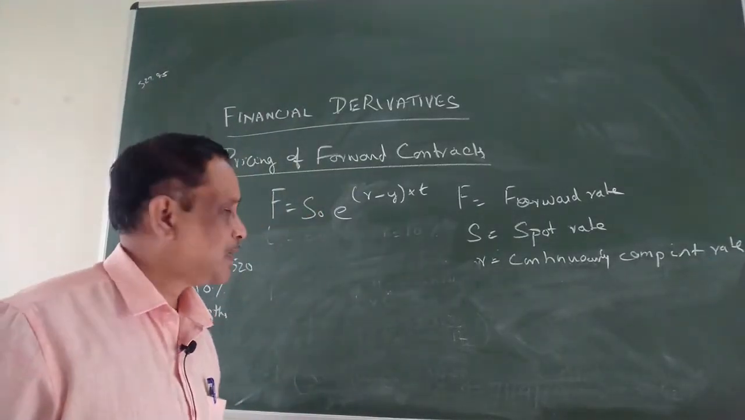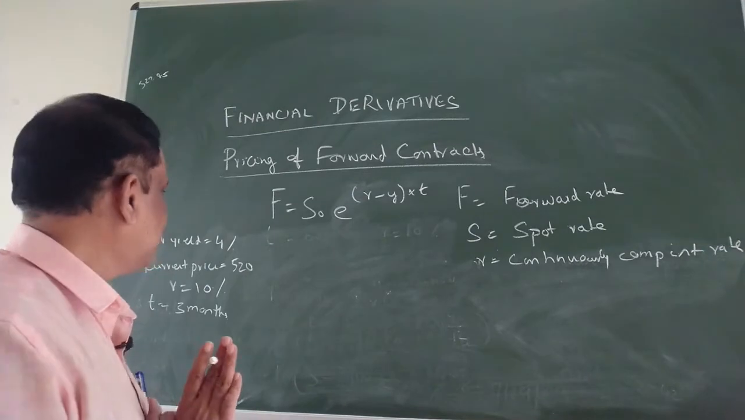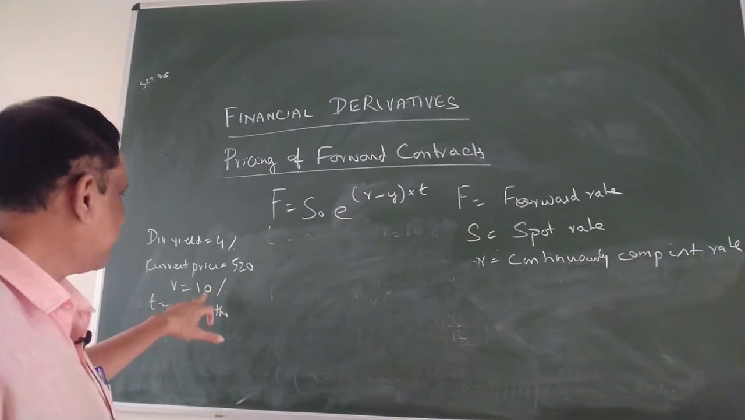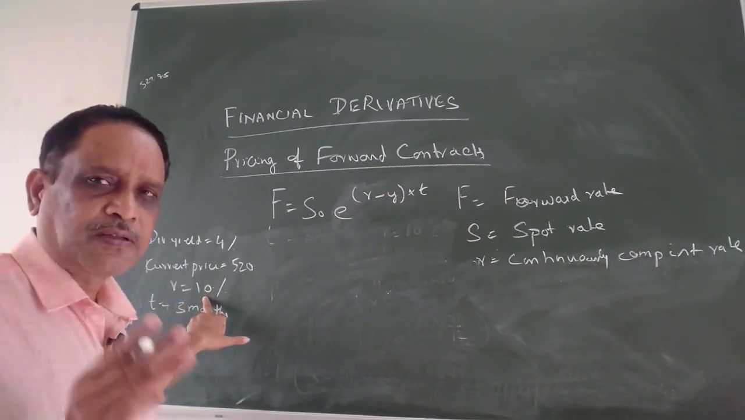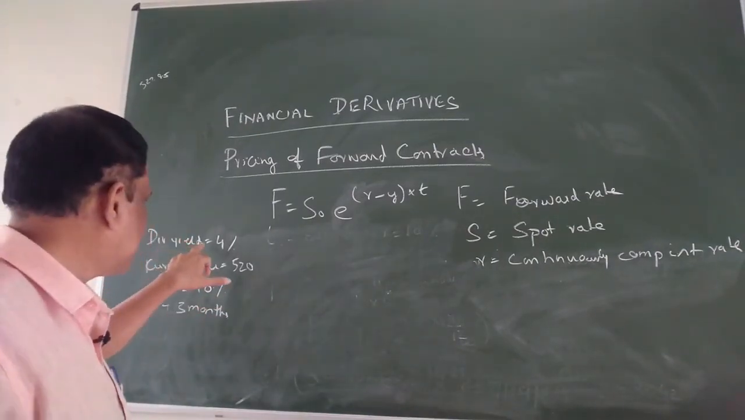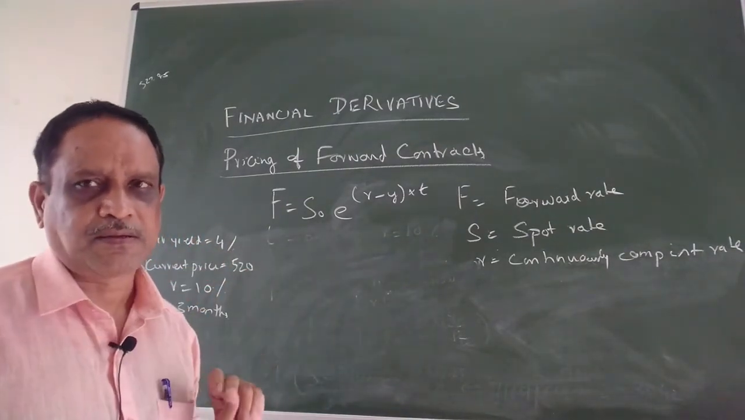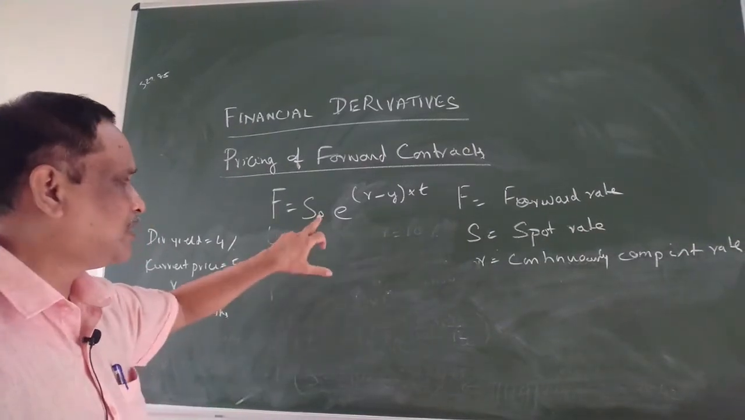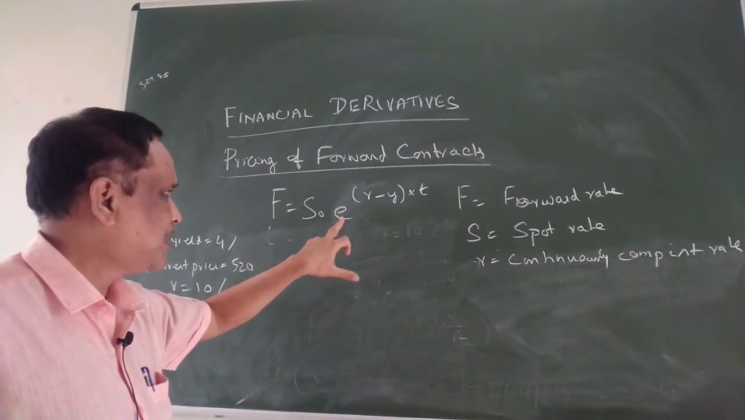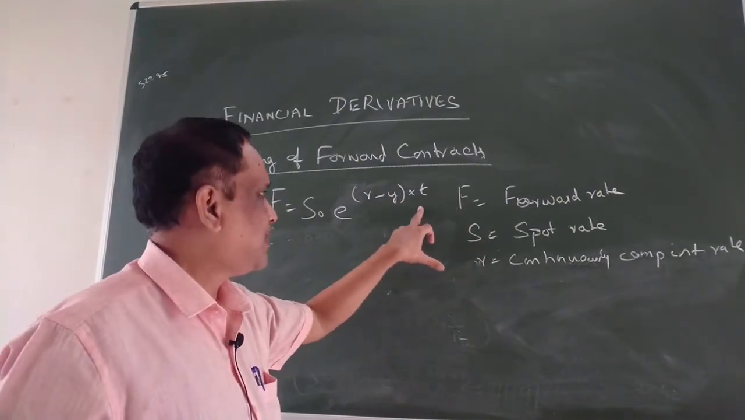The next problem is with the dividend yield. You can refer to the problem, in which it is given that the current index rate is 520, the continuously compounded interest rate is 10%, and the time is 3 months. They have said that the index is going to yield 4%. When the yield is given, we need to use this formula: forward rate equals spot multiplied by e power (r minus y) multiplied by the time, where r is the continuously compounded interest rate and y is the yield.